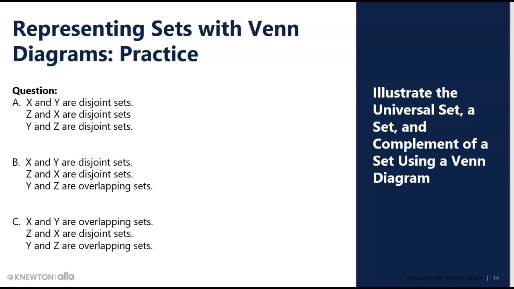So Y is not disjoint because it overlaps with Z. So I can't pick this answer. X and Y are disjoint sets. Only X is a disjoint set. Well, I guess X and Y are disjoint. I'm going to take that back. Sorry. They're talking about individually.